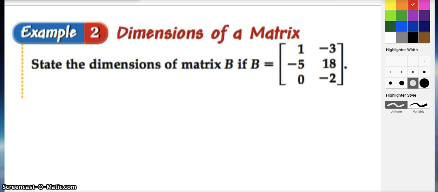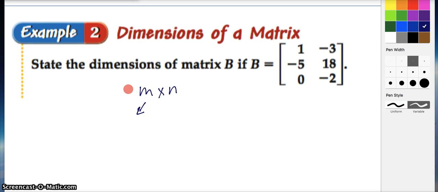Here in example 2, we're to state the dimensions of matrix B. Notice B is a capital letter, and that's generally how we name matrices. And so we're going to name the dimension. So what's the dimension? Do you remember? Without looking back, remember that M by N is the way we describe it, and M stands for the rows, and N stands for the columns.